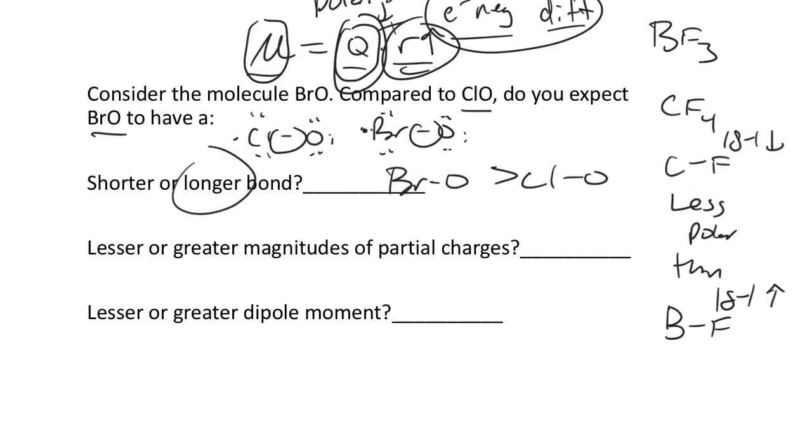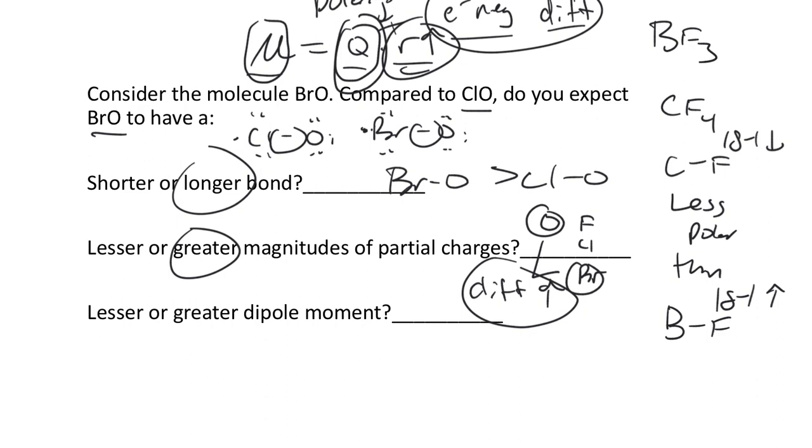The magnitudes of partial charges. Well, let's think about the electronegativity differences here. So ClO versus BrO. Oxygen's really electronegative, bromine's less electronegative. And so BrO should have greater magnitudes of partial charges because there's a greater difference of electronegativity than for chlorine. So the Q we'd expect for BrO, the charges we get from the electronegativity differences, would be greater than the charges we would get for the Q for ClO.